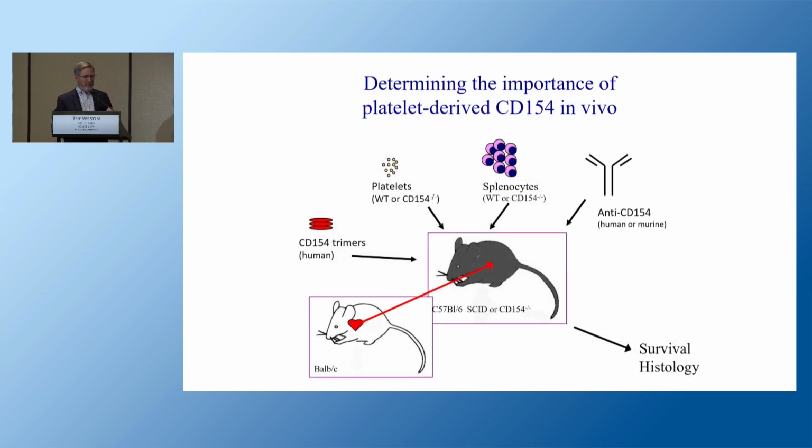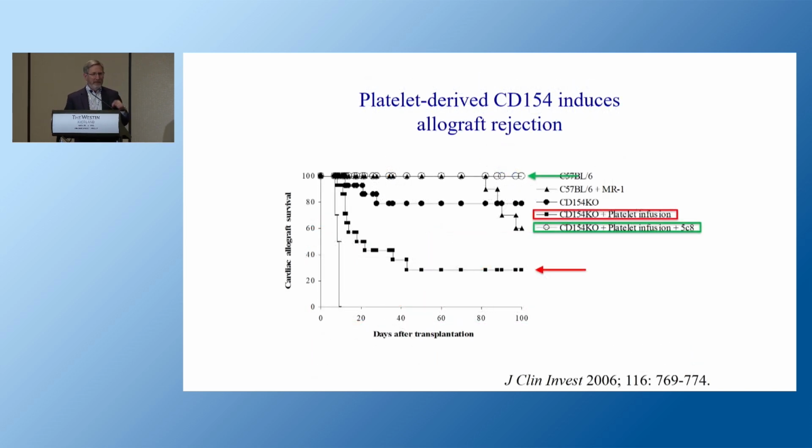Indeed, if you build a mouse that has CD154 only on its cells or only on its platelets or only on its organ, you can sort out, in fact, that platelet-derived CD154 is completely sufficient to lead to allograft rejection in the absence of any other sources of CD154. Not to say the other sources are not super important, but in fact, this is an important source of it.